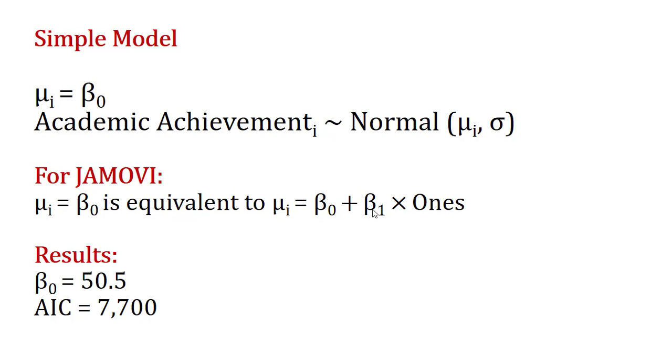So if you consider that beta 1 is the effect on academic achievement, or the mean of academic achievement, of a variable that doesn't change, well, this value is the same as this value. It's not a nice way of doing things, but I just have to do it because otherwise, if I just use this, which is a perfectly okay model, Jamovi doesn't like it.